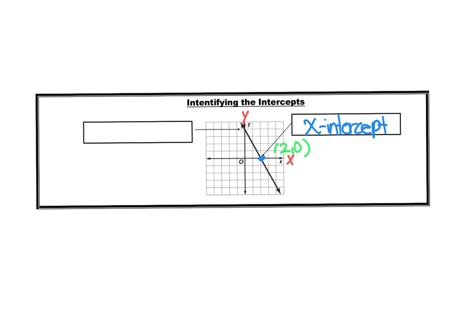Now let's identify the y-intercept. Again, we're looking for where the line is crossing this vertical axis. Right here is where the line is crossing the y-axis, so this is the y-intercept. To identify the point, we're not walking anywhere, but we're going straight up to the 1, 2, 3, 4. So this is (0, 4).